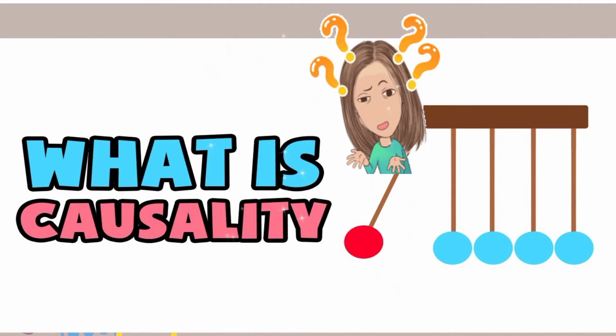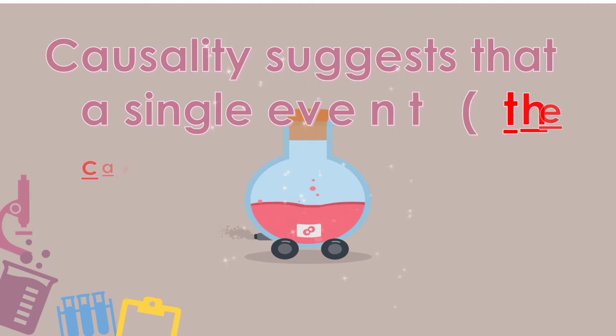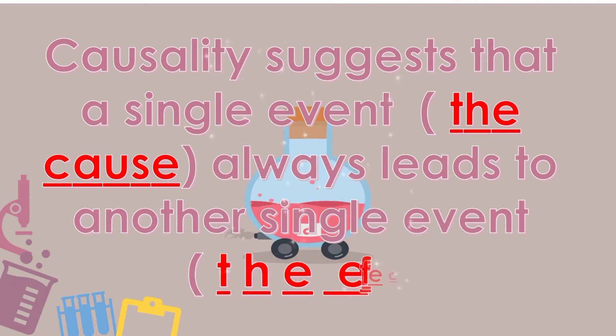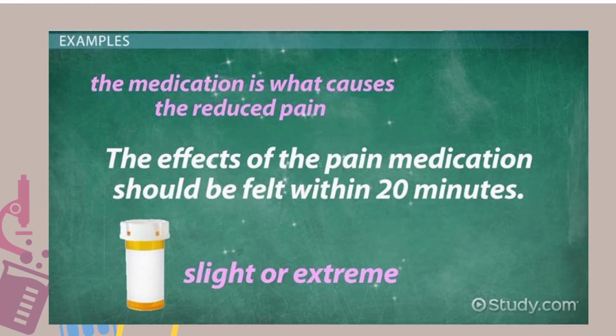What is causality? Causality suggests that a single event, the cause, always leads to another single event, the effect. Example: the medication is what causes the reduction of pain. The effect of the pain medication should be felt within 20 minutes. It's either slight or extreme.